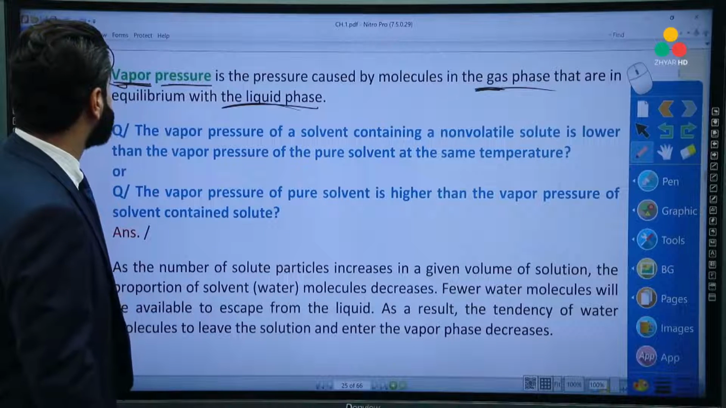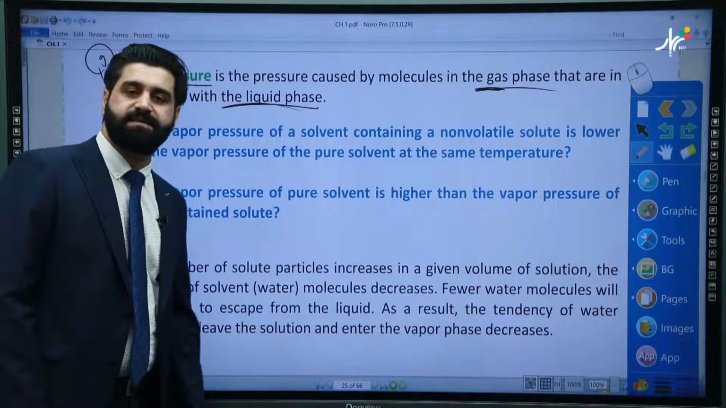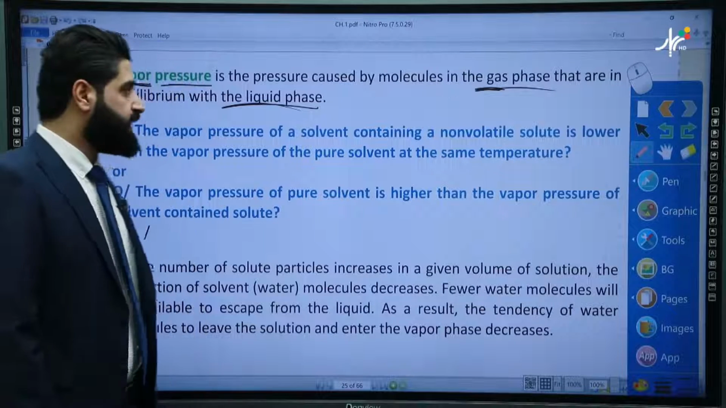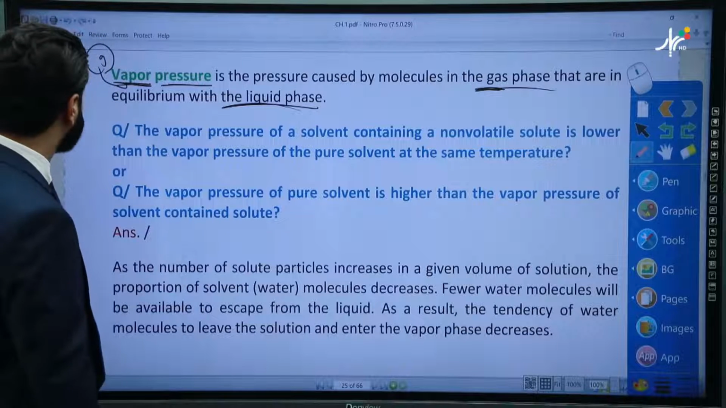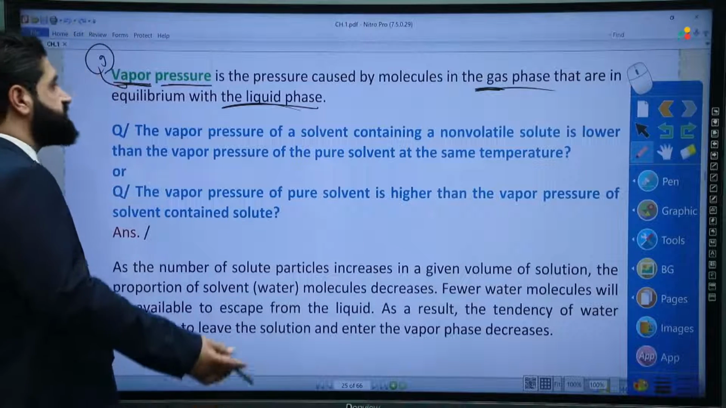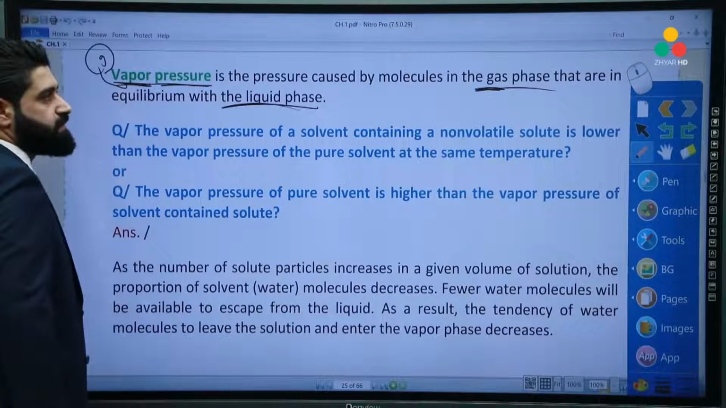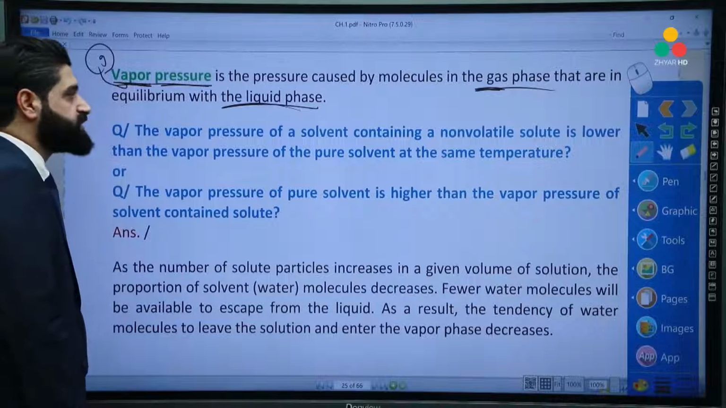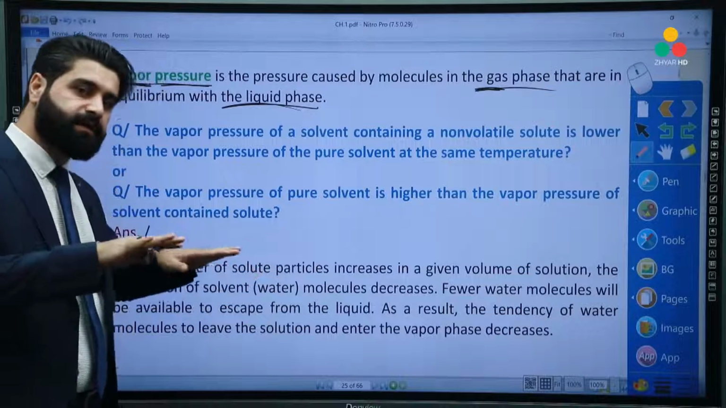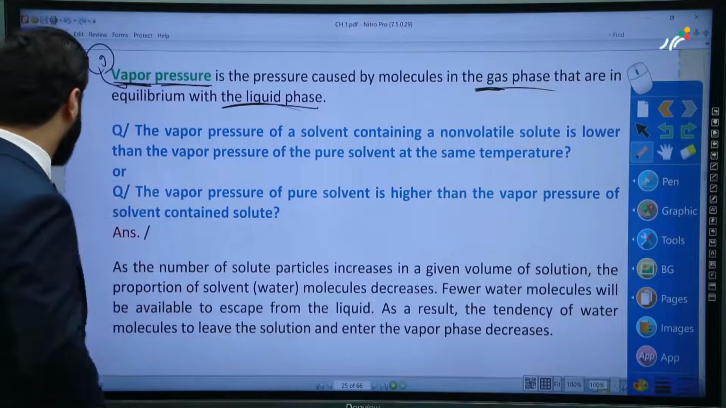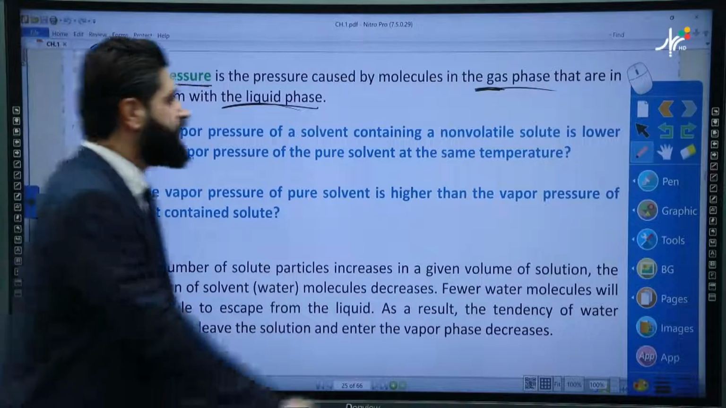You have studied this definition in grades 10 and 11 and surely in many other years. For this year, just read it and it's nothing. So vapor pressure is the pressure caused by molecules in a gas phase which are in equilibrium with the liquid phase. And now we have some questions.